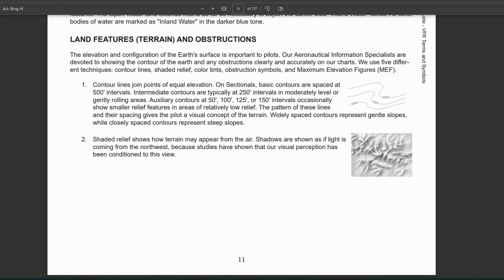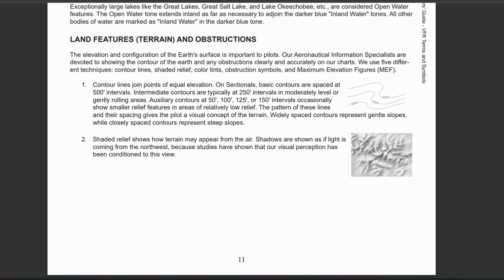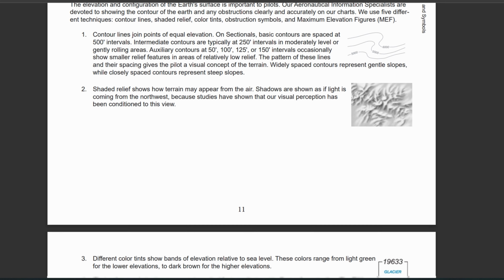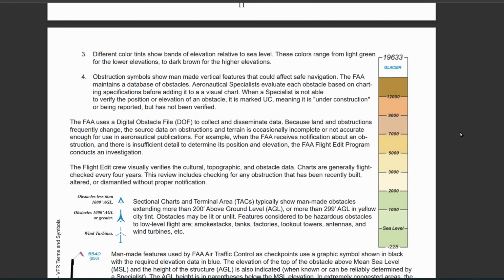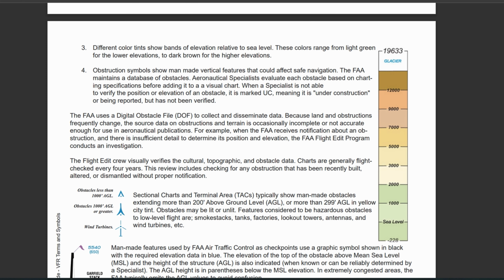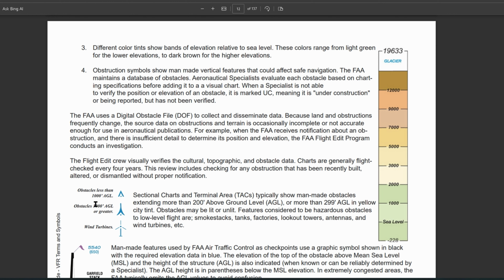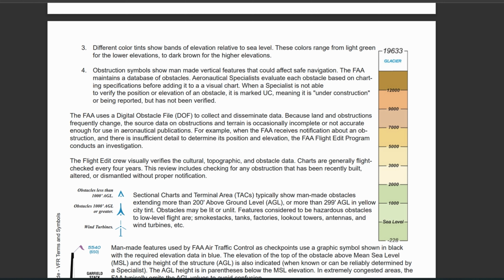Now let's look at some land features. So this is terrain and obstructions. We use different color tints to show elevation, and this is relative to sea level. So if you look to the right here, this is going to be the tints that we use to describe land in like our sectional charts. Obstacles less than 1,000 feet AGL, so look over here, are going to be represented by a little triangle. So if it's less than 1,000 feet, yeah, a little triangle. Obstacles greater than this are going to be a taller triangle. So it's pretty easy to remember.